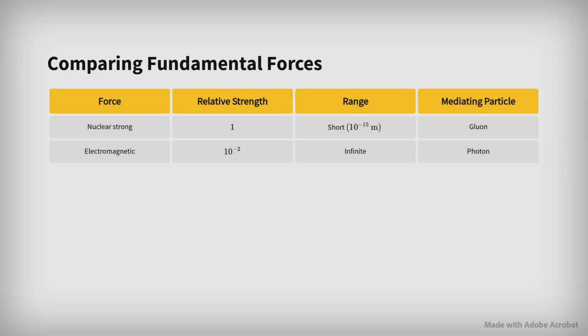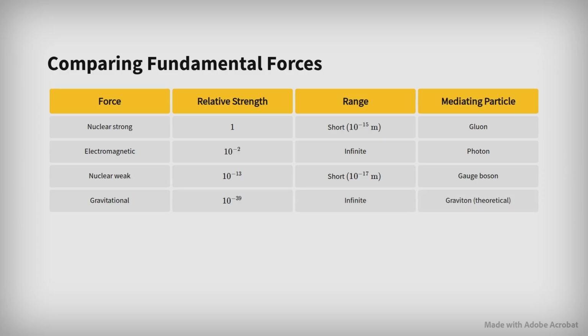is mediated by photons. The nuclear weak force has a relative strength of 10 to the power of -13, acts over a short range of 10 to the power of -17 meters, and is mediated by gauge bosons. The gravitational force has a relative strength of 10 to the power of -39, operates over an infinite range, and is theoretically mediated by gravitons.